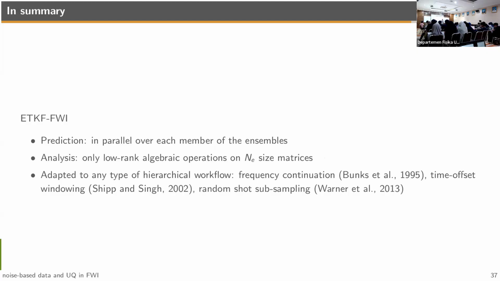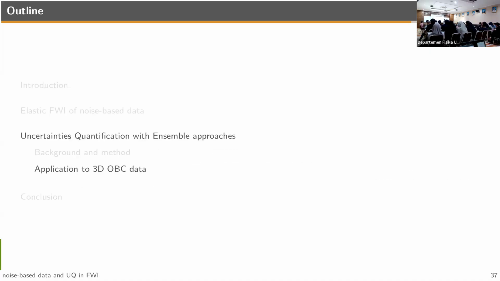The question is how to design the hierarchical workflow, how to cut the problem into different steps. It can rely on frequency continuation. In fact, this was what we proposed originally with this approach with Julien Turin at the end of 2010. It can be through time offsets, windowing, and it can be by selecting the shots in the whole data set, because usually we are not able to manage all the shots at once. So we can therefore cut the problem thanks to a random selection of shots. And this is actually what we have applied to this application that I will show you right now.